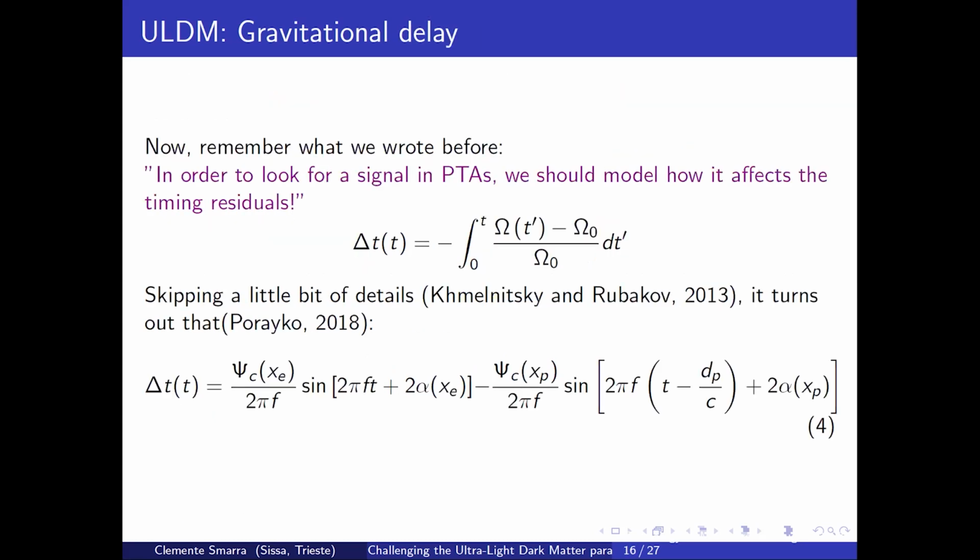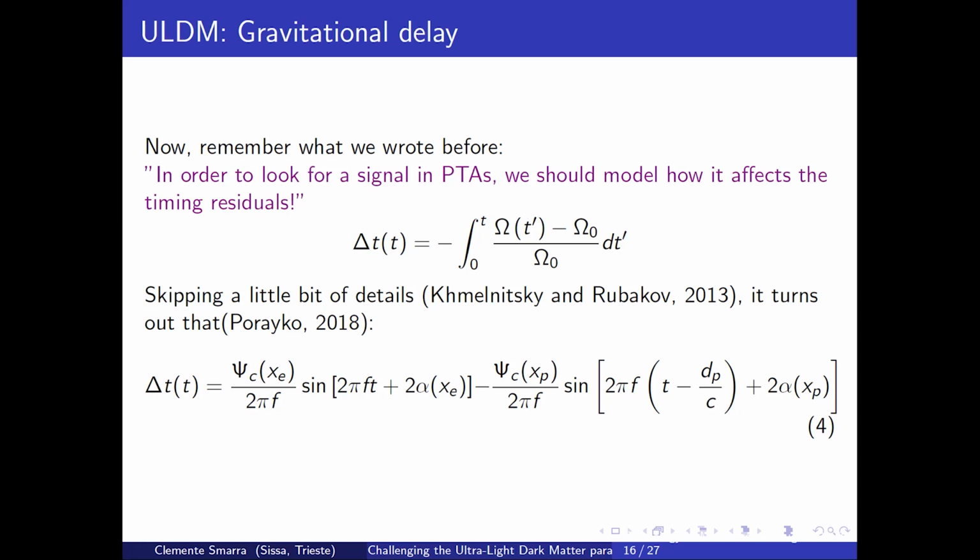Now remember what we wrote before. In order to look for a signal in pulsar timing arrays, we have to model how it affects the timing residual. So now we understood how it modifies the line element. Now we want to go from that to how it affects the timing residual, which is the discrepancy that we will see in the signal.